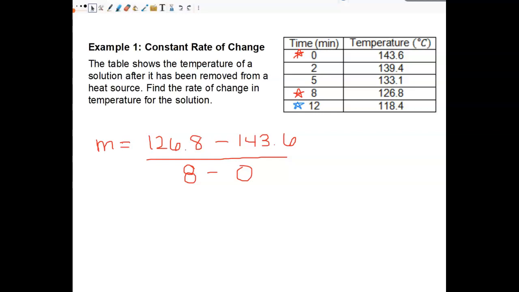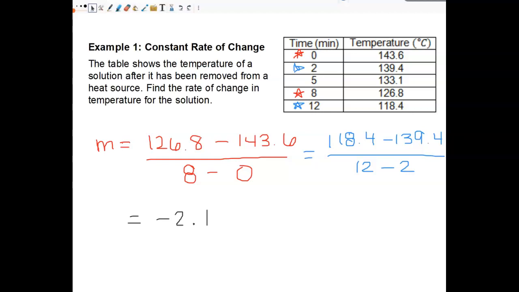I could have picked 12 and 2, which would have been 118.4 minus 139.4 over 12 minus 2. No matter what selection of points I pick, my slope will always be a negative 2.1.